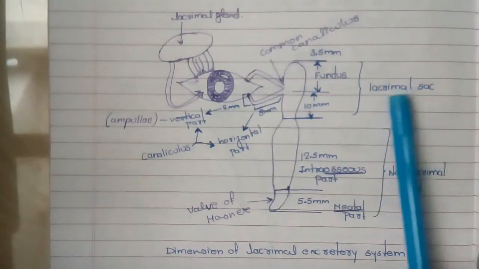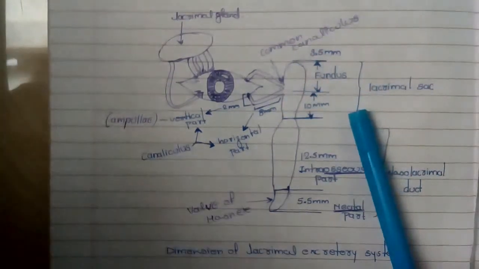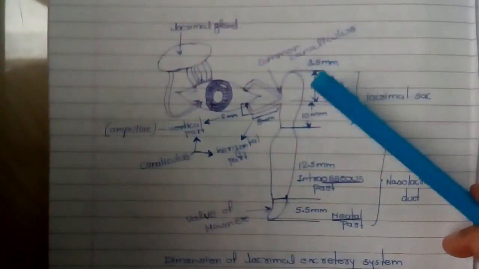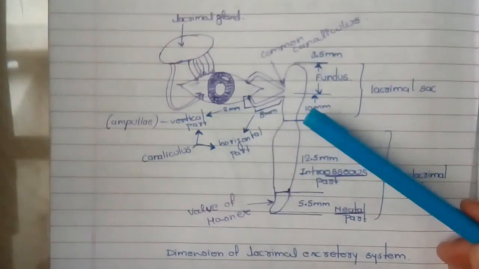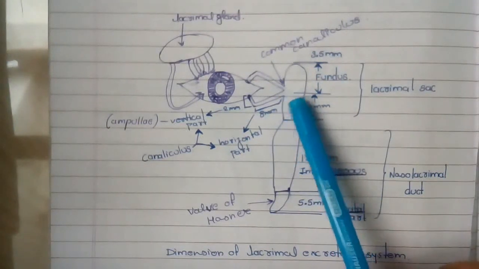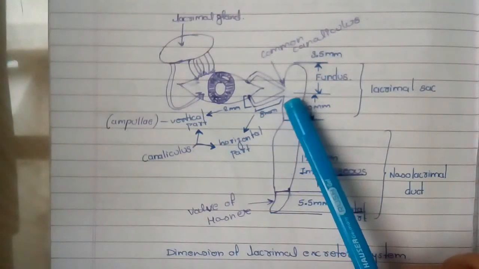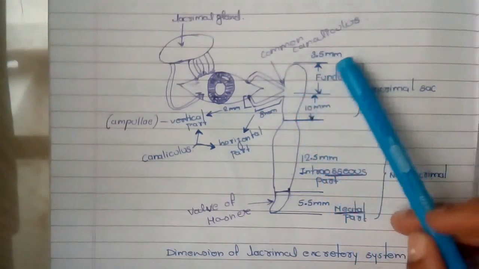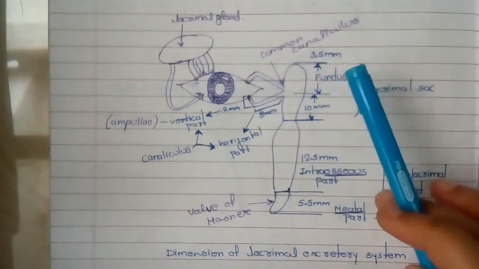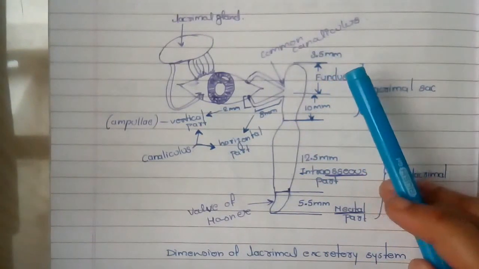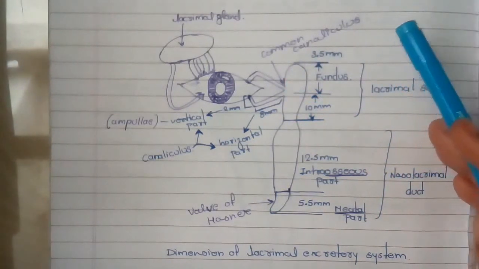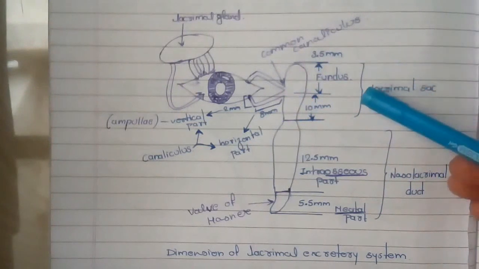This is the lacrimal sac. It lies in the lacrimal fossa formed by the lacrimal bone. It is about 15 mm in length and 5 to 6 mm in breadth. The upper portion is called the fundus, which lies slightly above the level of the medial palpebral ligament. This sac is itself covered by the fibers of the orbicularis muscle and loose fibrous tissue.